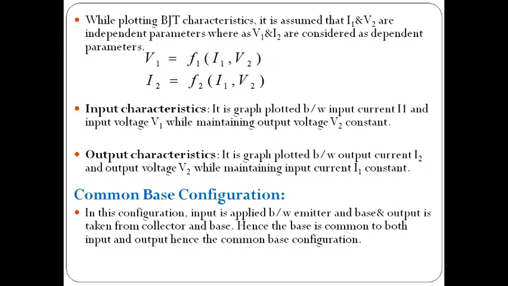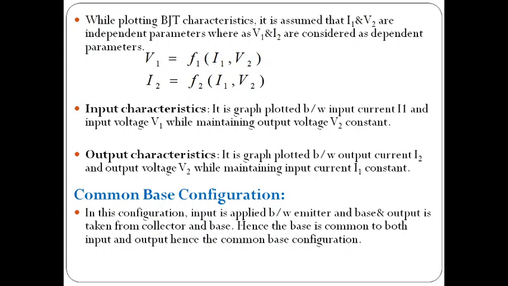So here we can draw the VI characteristics between input voltage and input current, while maintaining the output voltage constant, or otherwise we can draw the VI characteristics between output voltage and output current, while maintaining the input current constant. So based on that, we divide the characteristics of the BJT into two types.